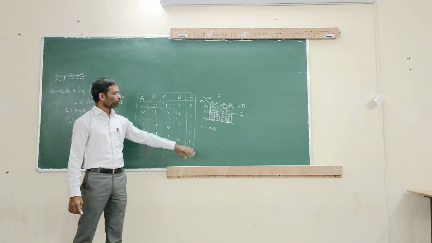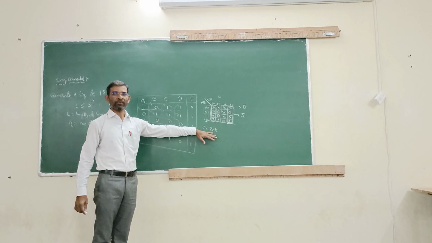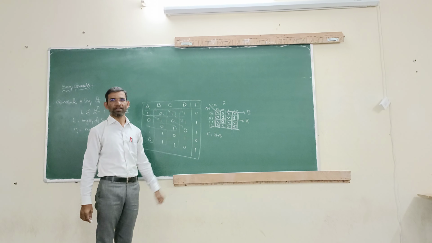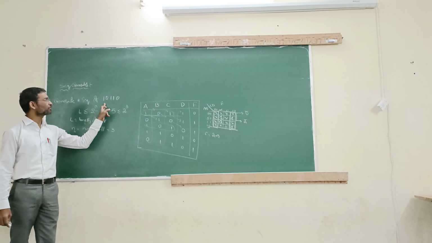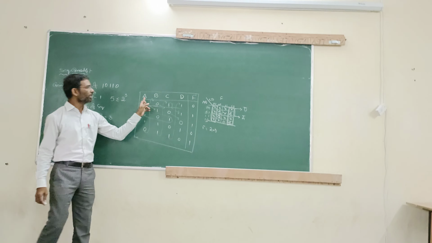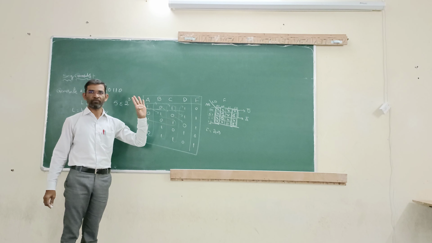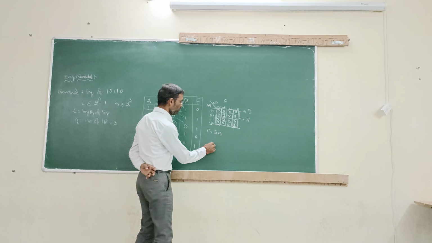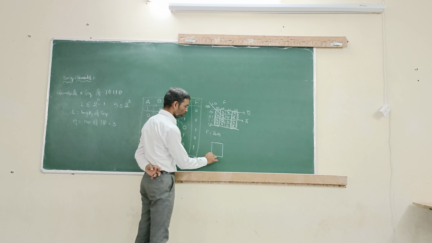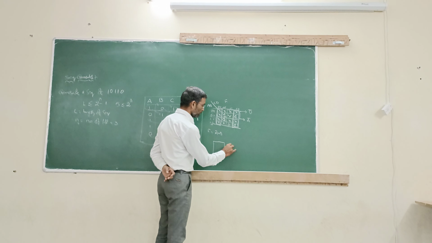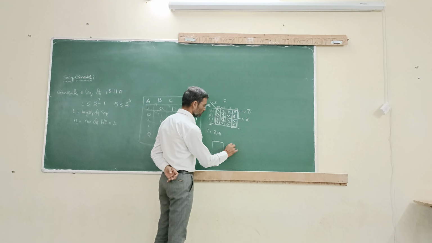So we got the expression for F. Next what we have to do? We have to design the logic diagram. In order to design the logic diagram to generate a sequence 1, 0, 1, 1, 0, here we need 1, 2, 3, 4 flip-flops. So that what I am going to do, here I am going to take 4 D flip-flops to design 10110 sequence.